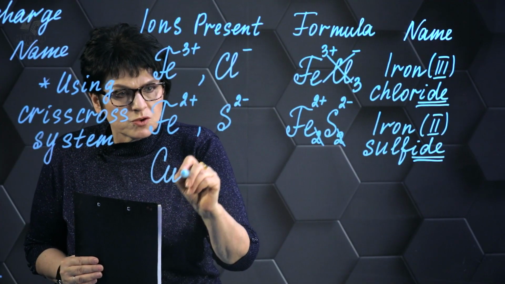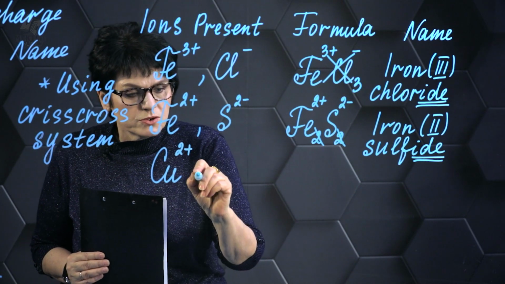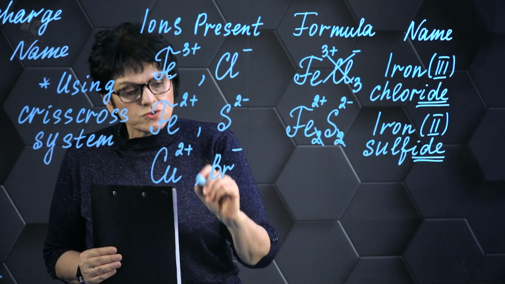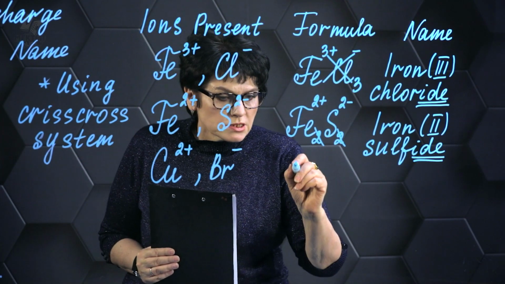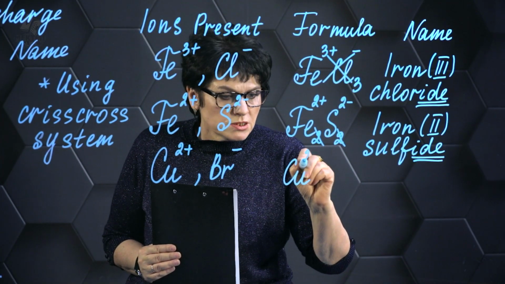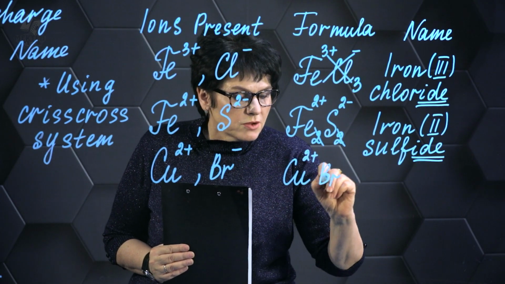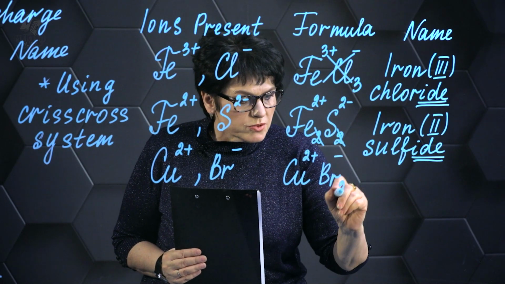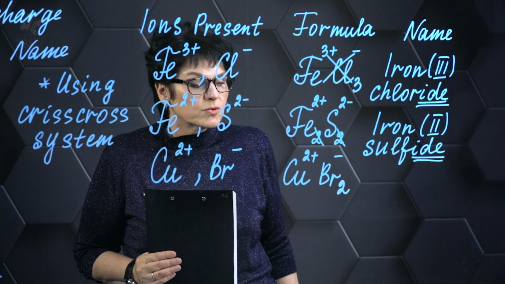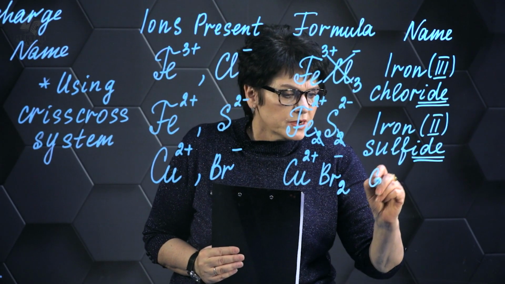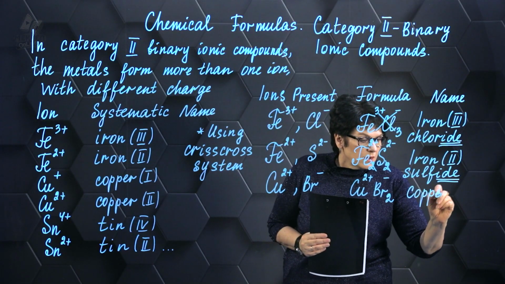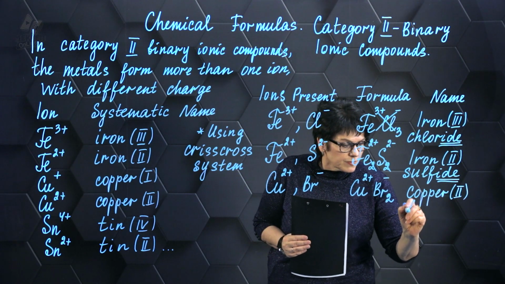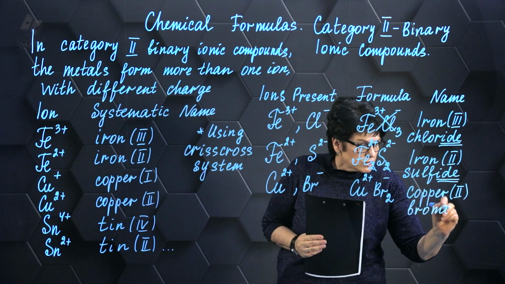For the next example, let's examine copper with a charge of positive 2 and bromine with a negative charge. Let us put together a formula. Copper is in first place, positive 2, well, bromine will come in second place, negative. Then, using the cross rule, we'll end up with the formula CuBr2. What will it be called? The name for this substance will be copper(II) bromide. And the suffix ending will be exactly the same.